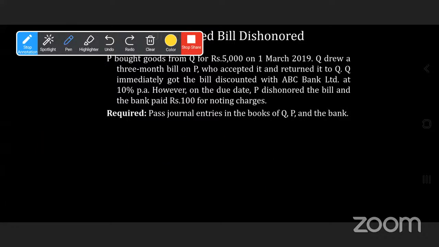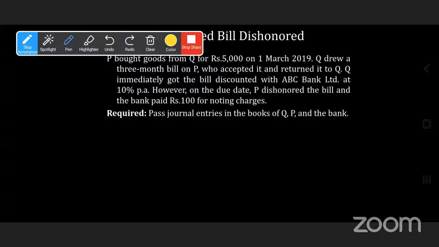Bills receivable account debit to P account, 5,000 on the debit side and 5,000 on the credit side. Narration: being acceptance received for 3 months. Is it okay for you?